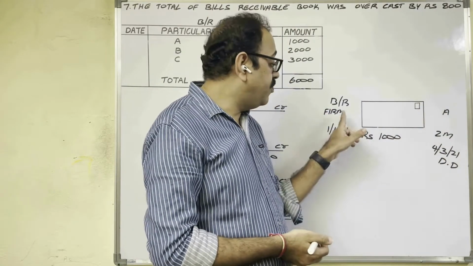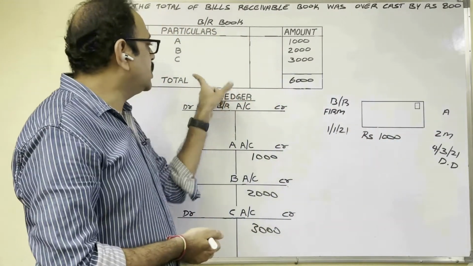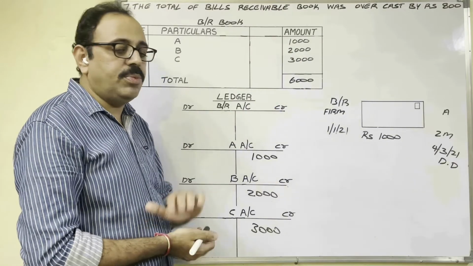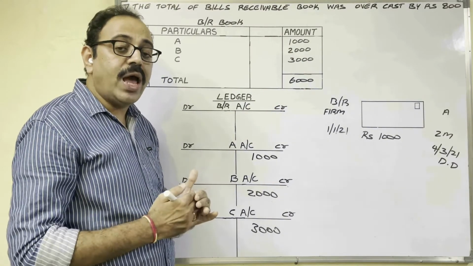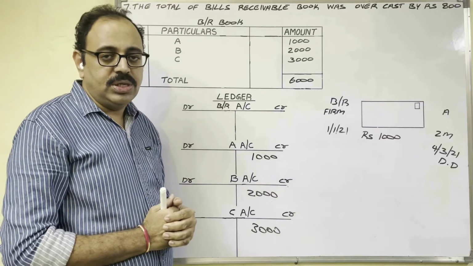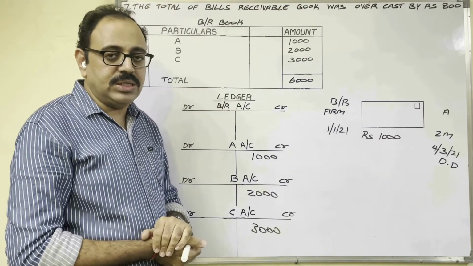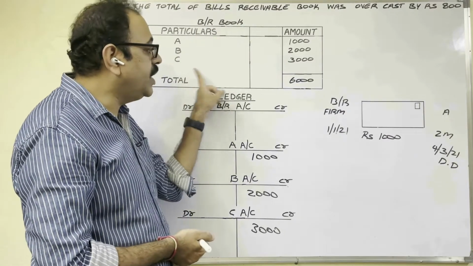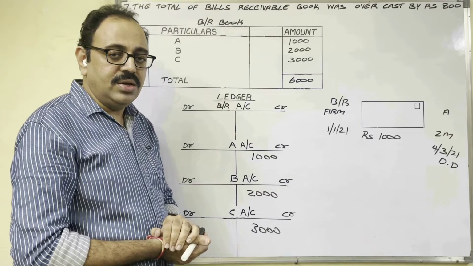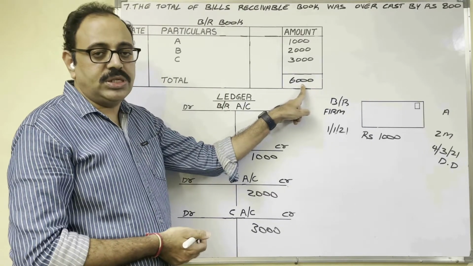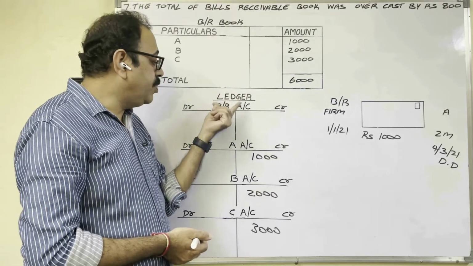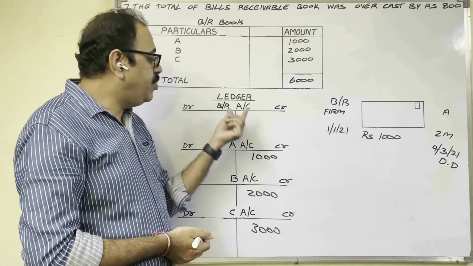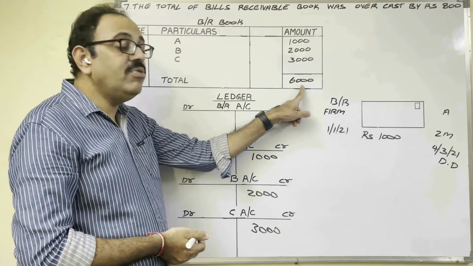In this manner, the firm sold goods to 3 customers A, B, C on credit, and these are the sales amounts. Now the firm wants to have a written proof from these 3 customers. So the firm prepared three different bills. Then in the bills receivable book, the firm has to show the details of these bills of exchange. Total is 6,000 rupees. In the ledger, we prepare the bills receivable account and debtors accounts. In the bills receivable account, this total we should post.